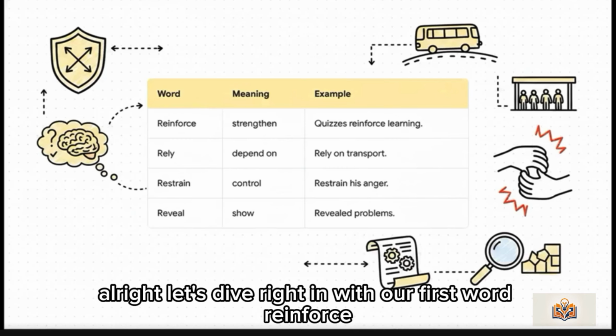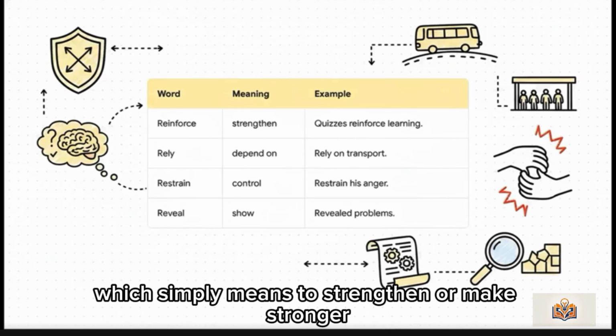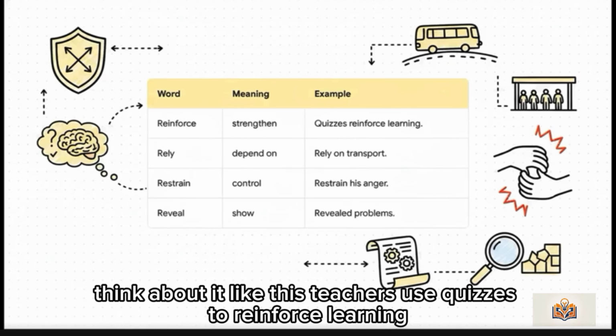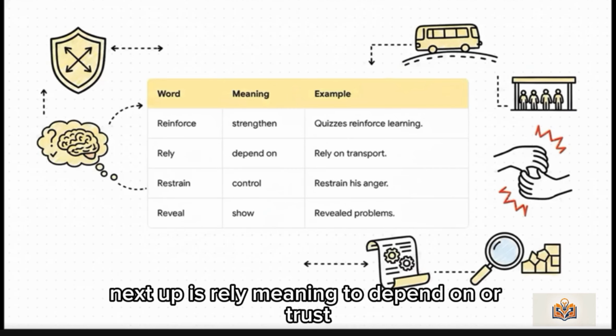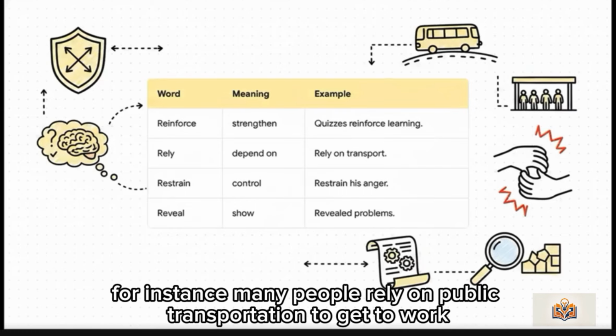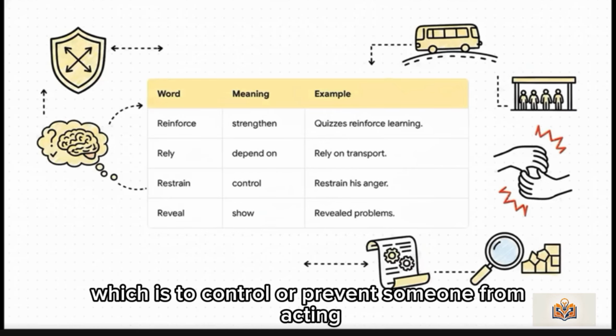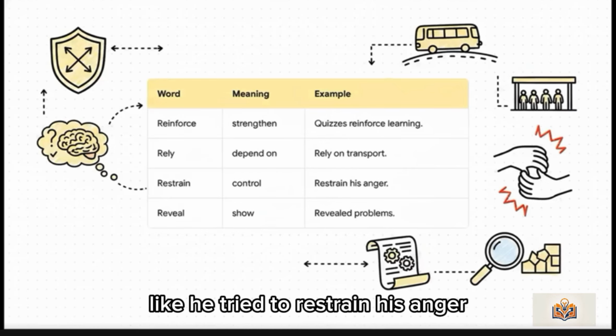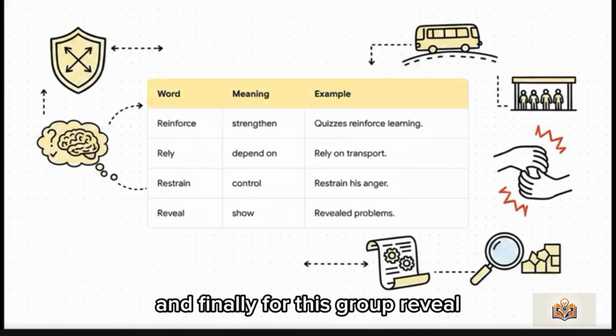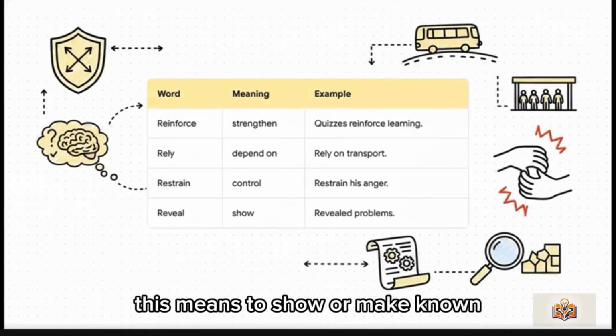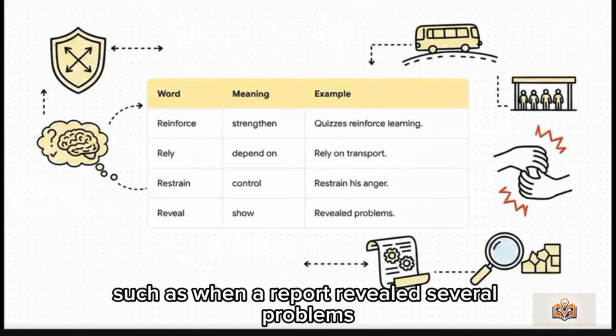All right, let's dive right in with our first word, reinforce, which simply means to strengthen or make stronger. Think about it like this. Teachers use quizzes to reinforce learning. Next up is rely, meaning to depend on or trust. For instance, many people rely on public transportation to get to work. Moving on to restrain, which is to control or prevent someone from acting. Like, he tried to restrain his anger. And finally, for this group, reveal. This means to show or make known, such as when a report revealed several problems.